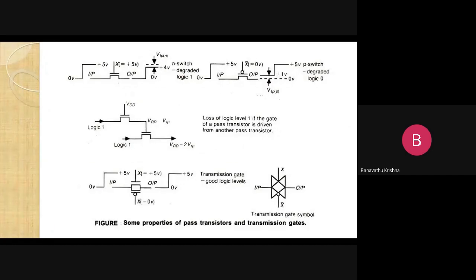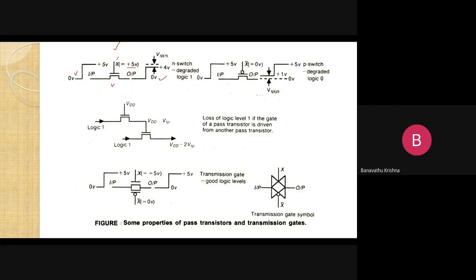Let us see how the NMOS transistor and the PMOS transistor are strong at 0 and strong at 1. This is the NMOS transistor. Here I am going to apply at the gate X equal to plus 5 volts, right? And here 0 volts, here 5 volts. If I apply 0 as the input, with 5 volts at the gate the transistor is on, and simply the 0 is passed to the output.